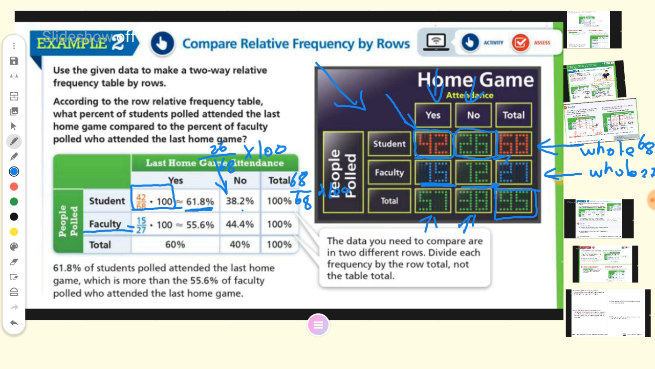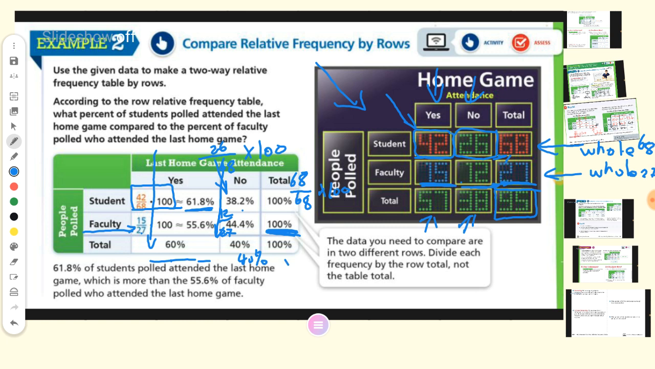The faculty here, the second row, I will divide with respect to the total of the row, which is here 27. So first one 15 divided 27. Second one will be 12 divided 27. Multiply 100, it will give you 44.4. Then add the rows, it will give you 40%, and add the column, first column, second column, it will give you 60%. 60 plus 40 will give you 100.